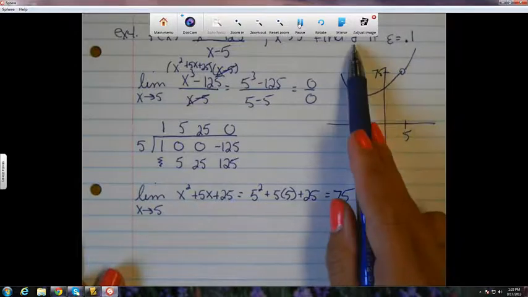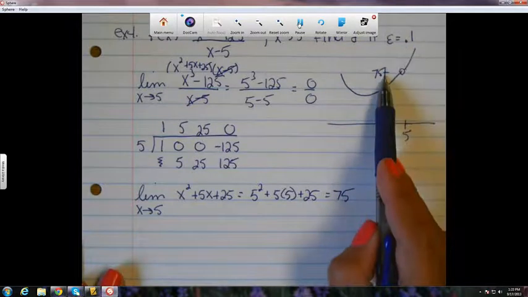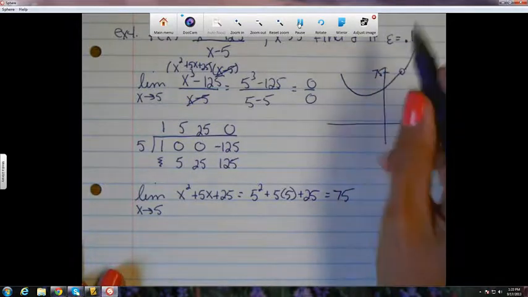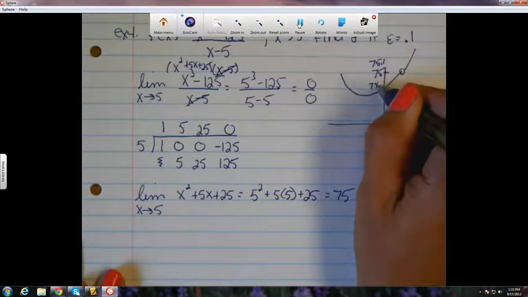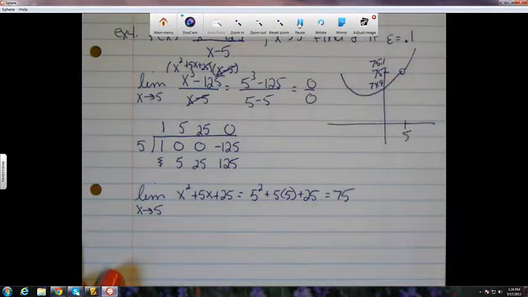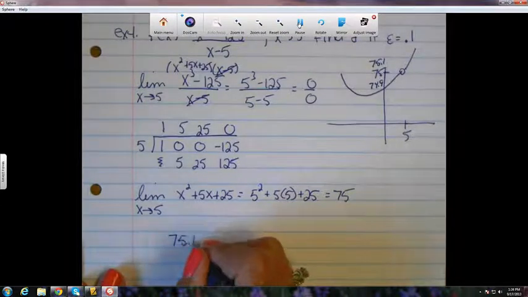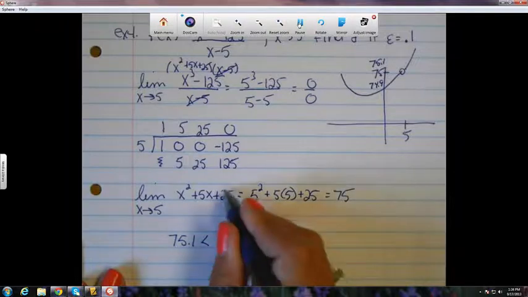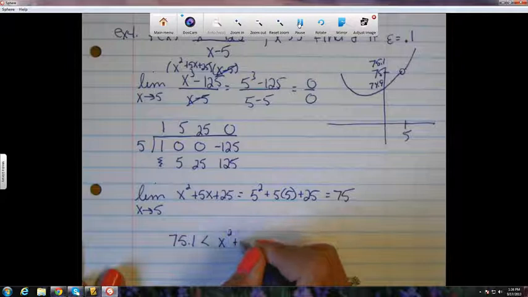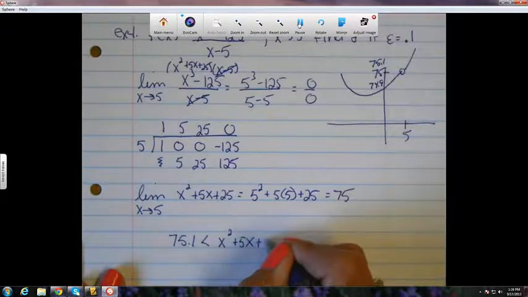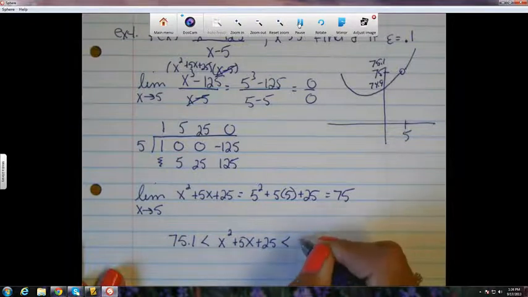That's your triple inequality, and we're going to go 0.1 away from the 75. So that means we're going to go to 75.1 and 74.9. So there's our triple inequality boundaries. 75.1 is less than, I've got a quadratic equation in the middle. X squared plus 5x plus 25 is less than 7, oh, I put the wrong one, for God's sake.